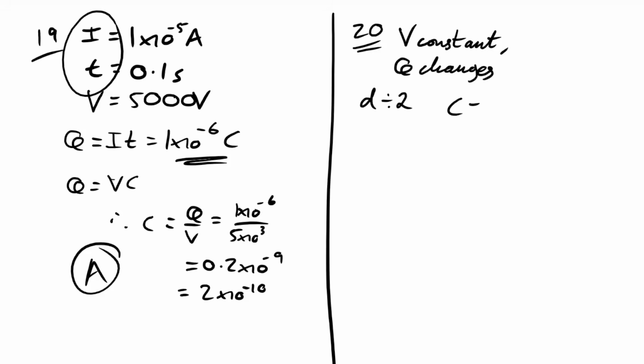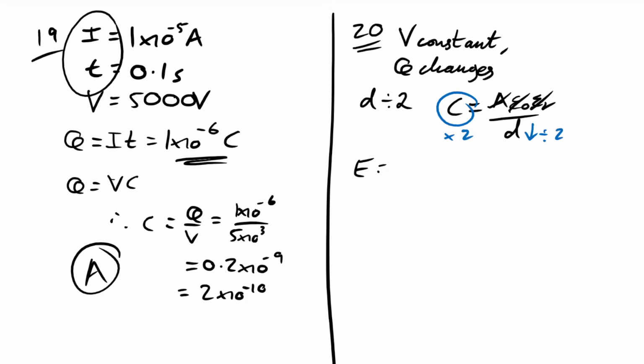Let's crack out our capacitor equation. That is A epsilon 0 epsilon R over D. Those are staying the same. The area is staying the same. The only thing we care about is the distance between the plates. So if D goes down by a factor of 2, then that means that capacitance is doubled.